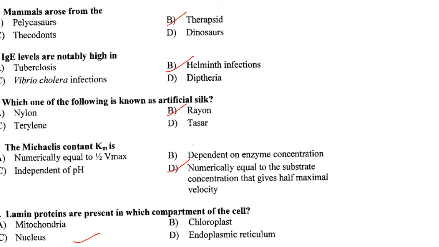Option B. Which one of the following is known as artificial silk? It is rayon. Answer is option B. The Michaelis constant Km is. It is numerically equal to the substrate concentration that gives half maximal velocity. Answer is option D. Lamin proteins are present in which compartment of the cell? So they are present in the nucleus. Answer is option C.